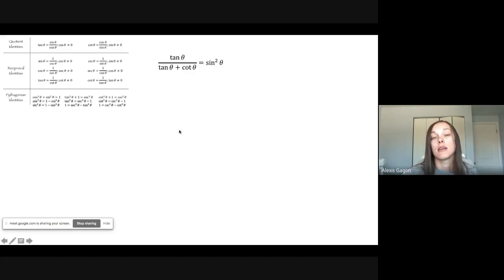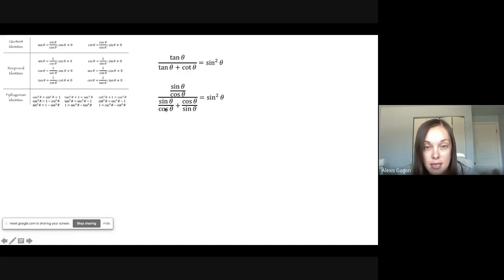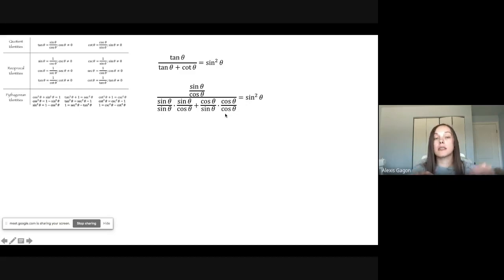sines and cosines. So tangent is the same as sine over cosine. This tangent is the same as sine over cosine, and cotangent is cosine over sine. Now here, I'm still kind of stuck. Where do I go from here? I want to get this bottom so that it is one fraction. So I need to get a common denominator on the bottom. So this, we have a cosine and a sine. That means I'm going to multiply this first part by sine over sine. I'm going to multiply the second by cosine over cosine. So then the common denominator there is going to be sine of theta times cosine of theta.